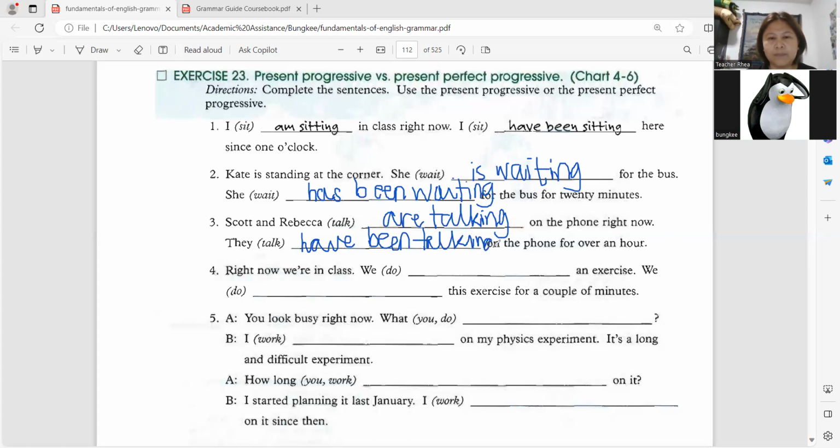We are doing an exercise. We have been doing this exercise for a couple of minutes. Okay, yes. Number 5. You look busy right now. What are you doing? Yes, what are you doing?